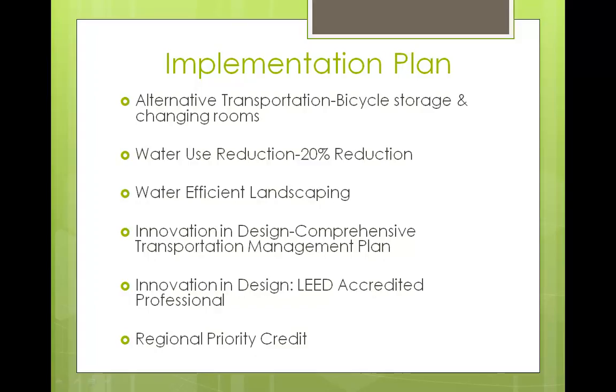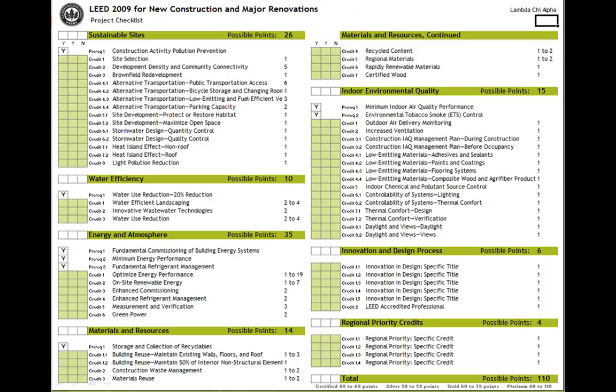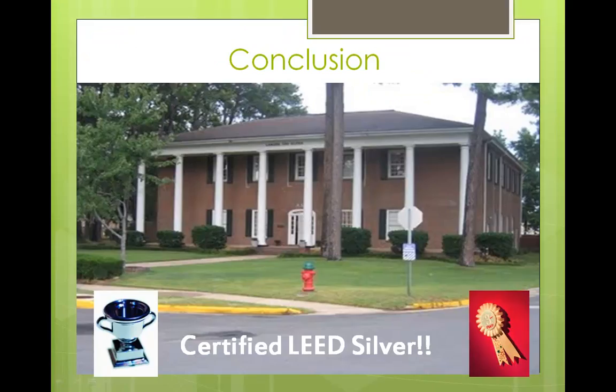In Innovation and Design, LEED Accredited Professional, credit 2, we would state in the new specifications that a LEED AP would be required for this project. For the Regional Priority credits, Water Use Reduction greater than 20%, as previously stated, our water reduction would be 47%, so this credit can be counted. So for our final LEED score for Lambda Chi, our number would be 56 LEED points. This would make us Silver LEED certified.